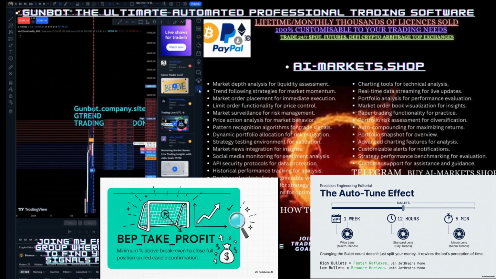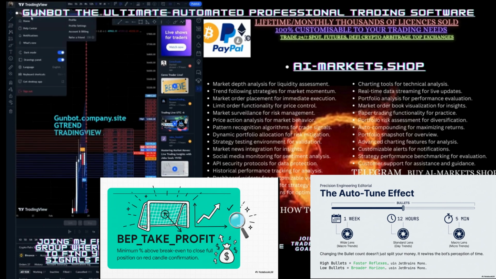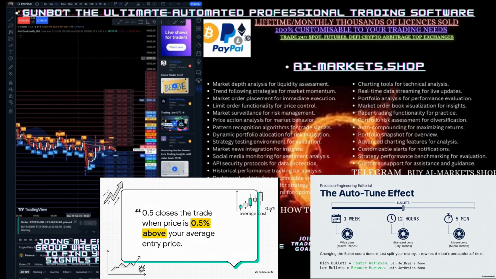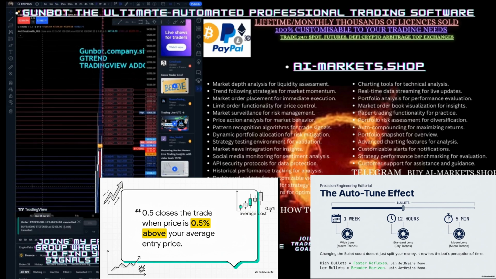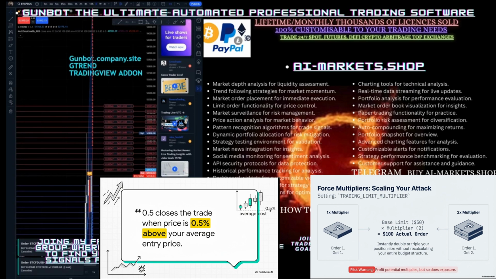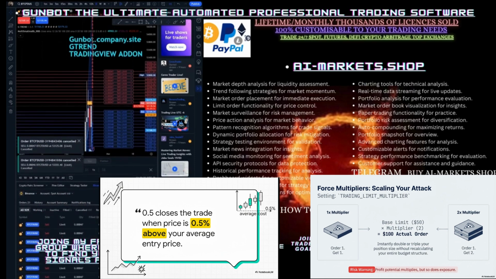Next, there's BEP take profit. The easiest way to think about this is your main profit goal. It sets the absolute minimum percentage gain the system has to see before it automatically closes out the entire trade for a win. So to make that super clear, let's say you set BEP take profit to 0.5. The system knows, okay, my job is to close this trade the second the price hits just 0.5% above our average buy-in price. It's really that straightforward.